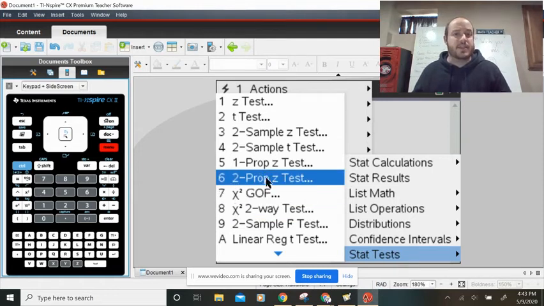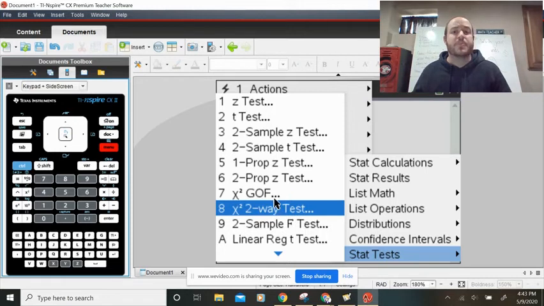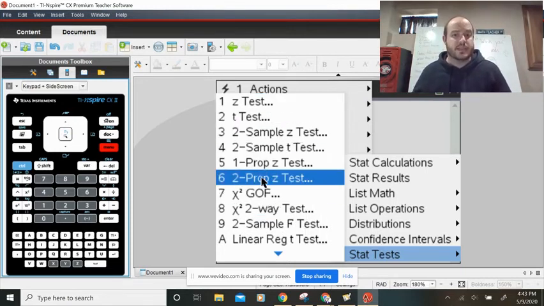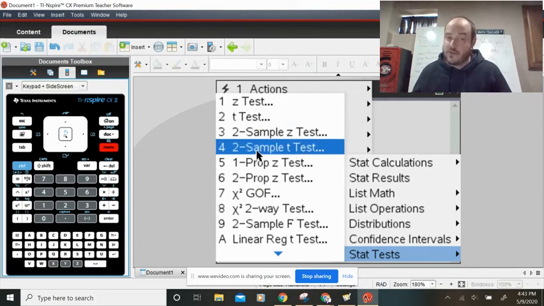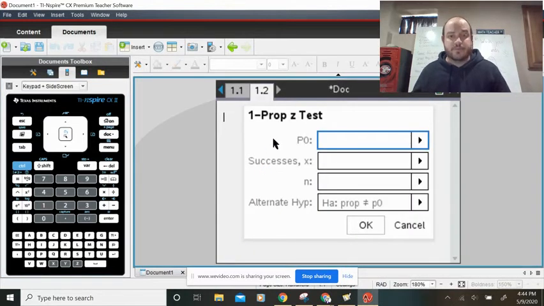Now this year, the AP test is a little special in that it's actually going to drop off 7 through A down here, but we will still be responsible for covering 1 through 6. The test we've been talking about is the one proportion z-test, so this is what we're going to click on. In here, it's only going to ask us for 4 things: the P0, the number of successes X, and N, our sample size, and then it wants to know what our alternative hypothesis was.